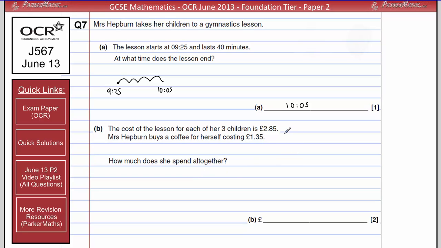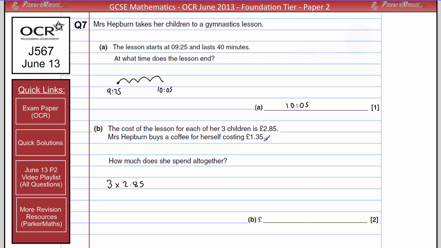So we'll use our calculator to help do these calculations. Make sure though, whatever you put into your calculator, you write down on your exam paper. So we'll start by working out the cost of the lessons for 3 children. That's going to be 3 lots of £2.85 because it's £2.85 each. So we're going to do 3 times £2.85.